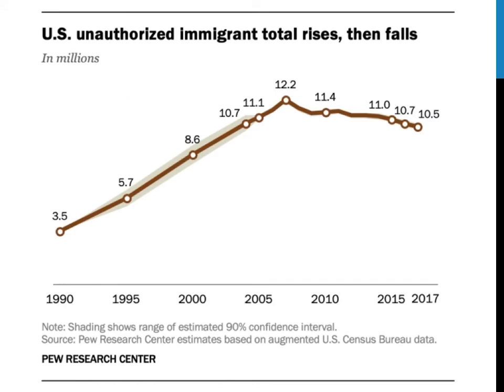One distinction that you frequently hear in debates about immigration is this distinction between legal immigrants and unauthorized immigrants. And if we look at the number of unauthorized immigrants in the U.S. from 1990 to 2017, we can see that there was a pretty rapid increase in the number of unauthorized immigrants between 1990 and about 2007. And since 2007, we've seen decreases in the number of unauthorized immigrants.